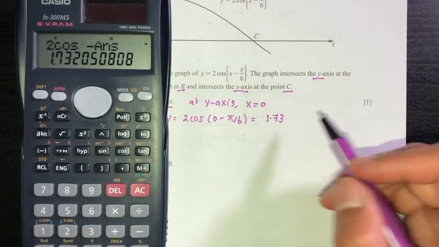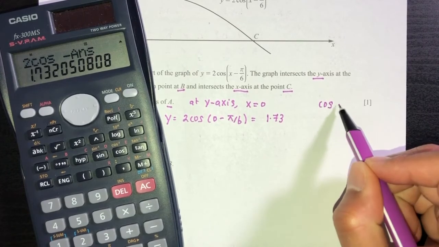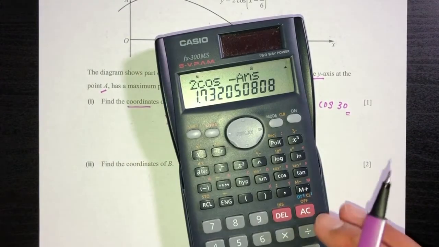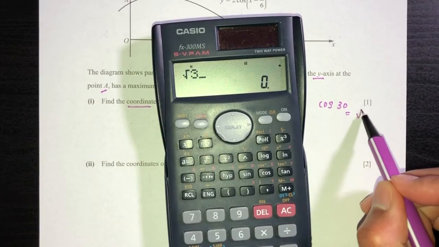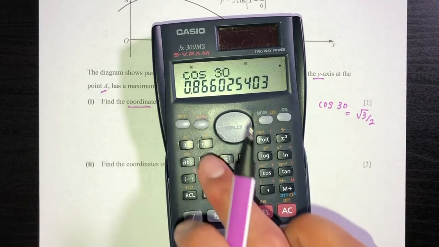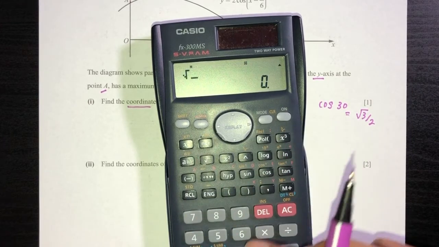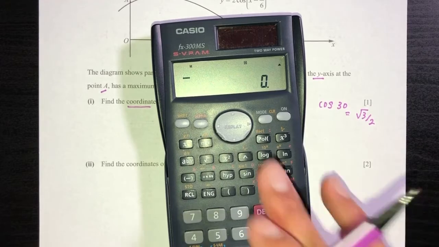1.73. But now if you know the exact value, you would say that 1.73 is actually, because cos of 30 is equal to, it will be root 3 over 2. So cos of 30 is root 3 divided by 2. That will be cos of 30.